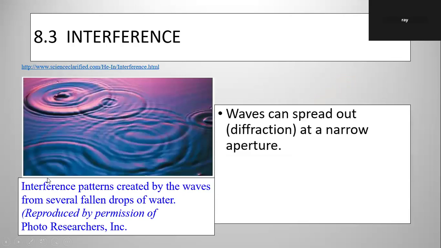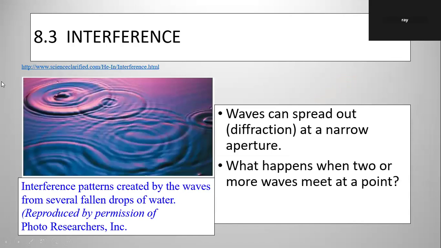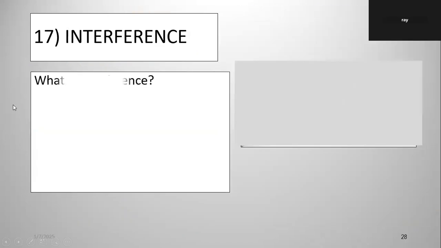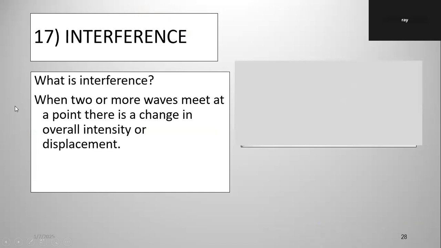Interference. Waves can spread out as diffraction at a narrow aperture. What happens when two or more waves meet at a point? You can see in the pond sometimes, where you drop a stone in two different places. Page 195. What is interference? When two or more waves meet at a point, there's a change in overall intensity or displacement. That's what you observe. That's what I call the phenomenon.